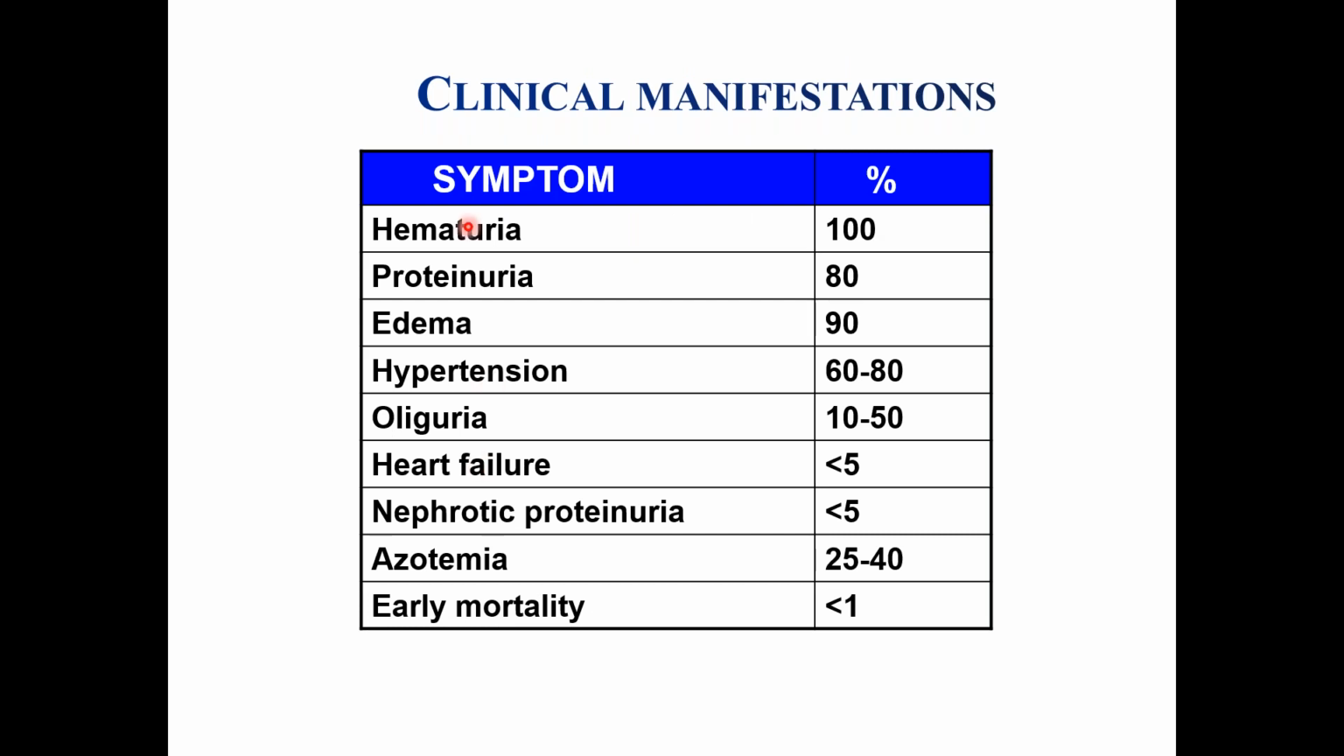If you look at the clinical manifestations of post-streptococcal GN, well, hematuria. Without hematuria, you cannot call it acute post-streptococcal glomerulonephritis. Hematuria occurs in almost 100% of these patients, followed by proteinuria, edema, and hypertension. The incidence of nephrotic range proteinuria is less than 5%, so most of these patients will have non-nephrotic range proteinuria. Azotemia, that is renal dysfunction, occurs in 25 to 40% of the patients. Mortality, however, is very low.